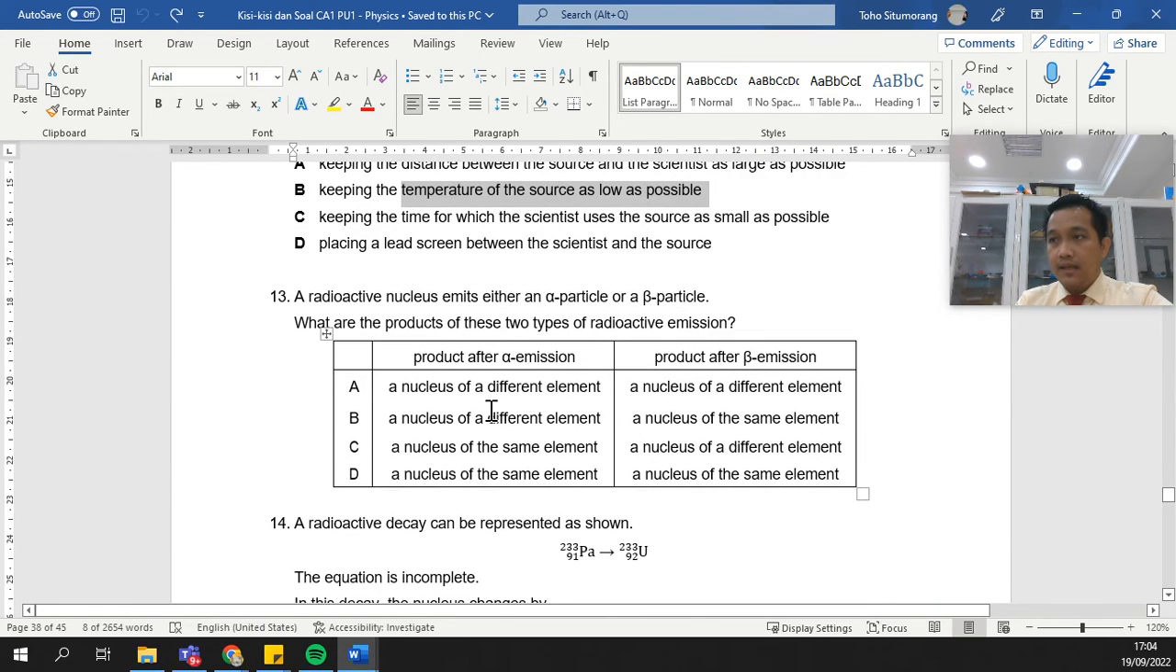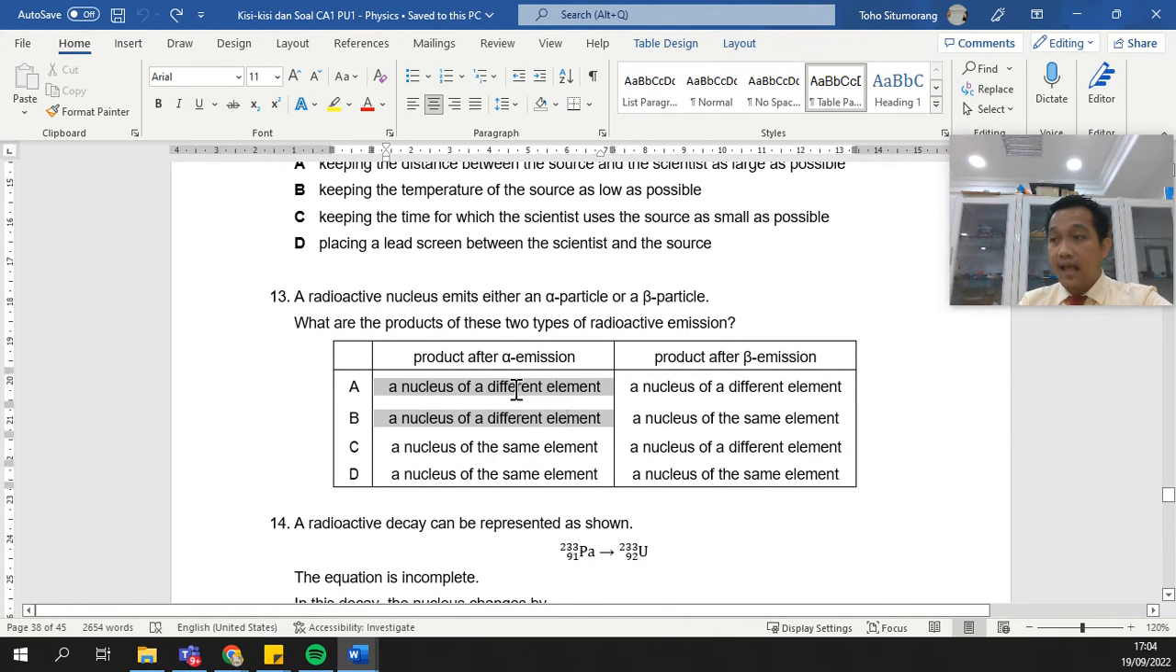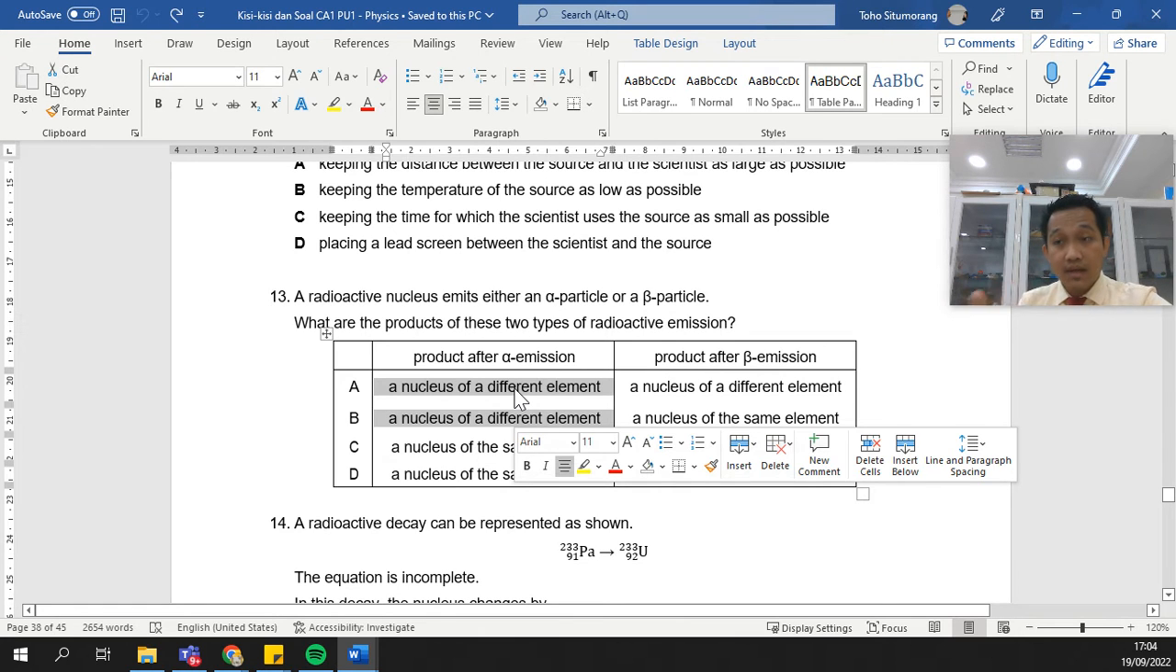Okay. In question number 13, the product of alpha emission. Alpha contains a positive charge. So if positive charge comes out from the nucleus, then the amount of positive charge inside the nucleus will be different. That means it will create a different element. The nucleus will become a different element.